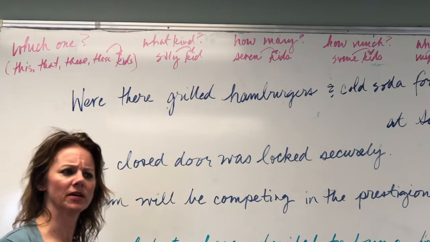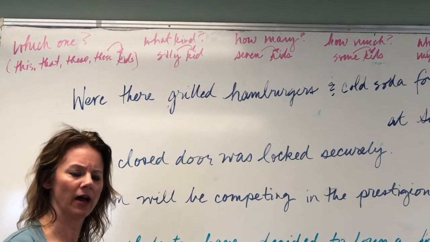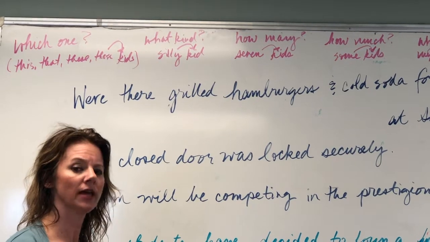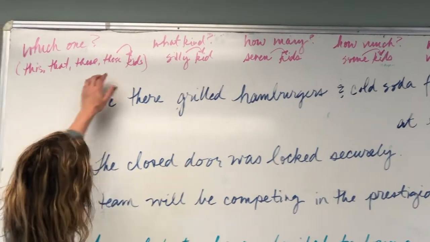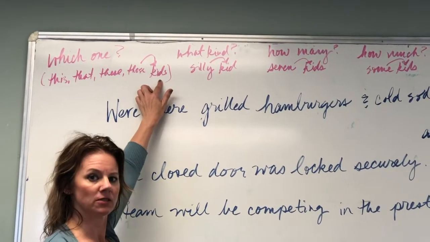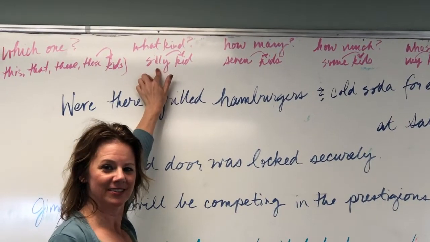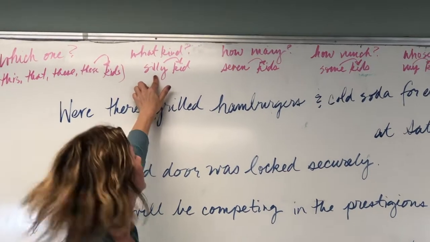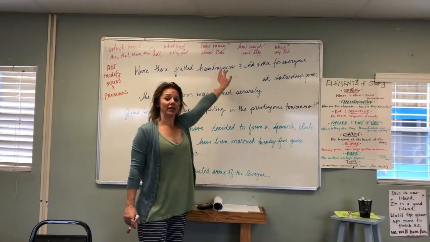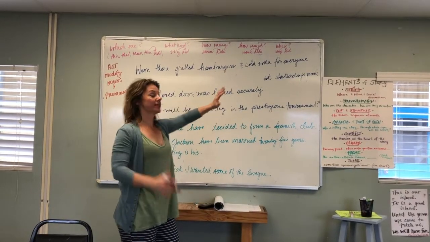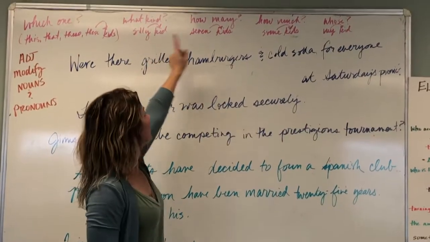I didn't say that, but hopefully you know now adjectives modify nouns and pronouns. So those modifies kids. Which kids? Those kids. Silly modifies kid. What kind of kid? Silly kid. We're on the 3rd adjective question. Again, you have to memorize these. Which one? What kind? How many?